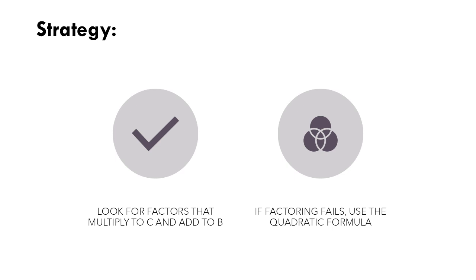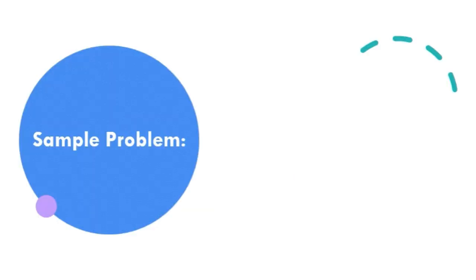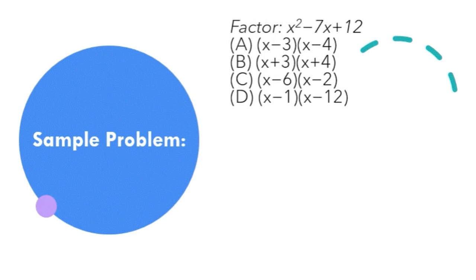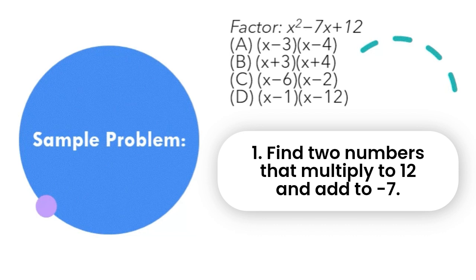Then, factor by grouping. Sample problem. Factor. x squared minus 7x plus 12. Step-by-step solution. 1. Find two numbers that multiply to 12 and add to minus 7.